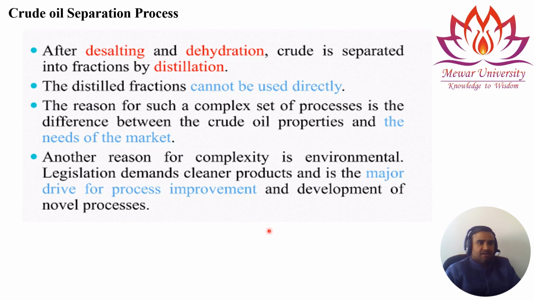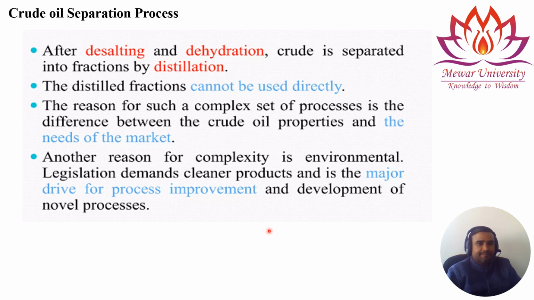So you see, after desalting and dehydration, meaning removal of the salt and water components, the crude oil is separated into fractions by the distillation method. Distilled fractions cannot be used directly, so further, these distilled fractions are refined. The reason for such a complex set of processes is the difference between the crude oil properties and the needs of the market. Diesel has different properties, petrol has different properties, kerosene has different properties. So these are the different properties of the different products.